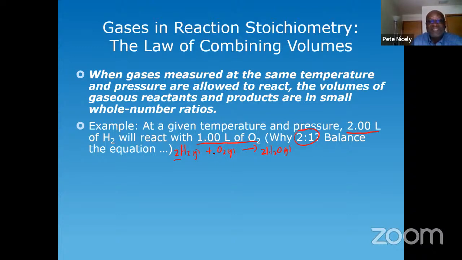right? So basically the small whole number ratio that is observed when it comes to gases reacting at the same temperature and pressure is the whole number ratio represented by the coefficients of those same substances in the balanced equation, right? So that's what this law is stating. For the balanced equation, the coefficients represent the volume ratios of the different gases involved in the reaction.